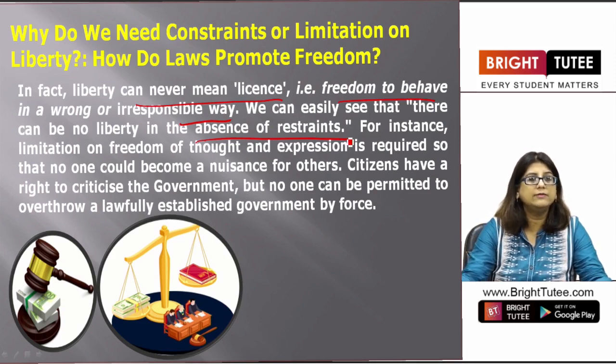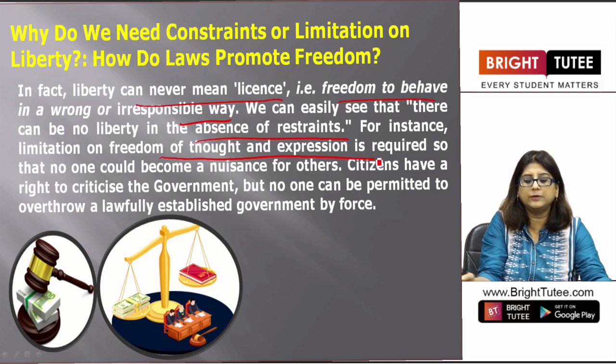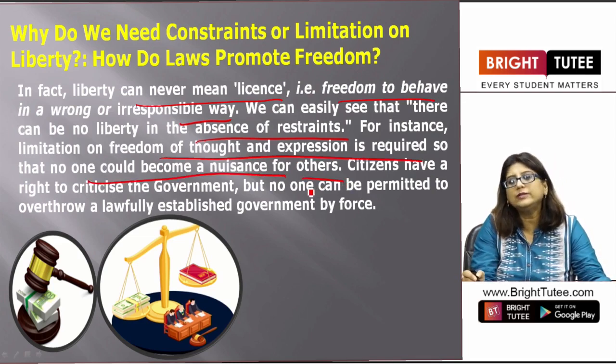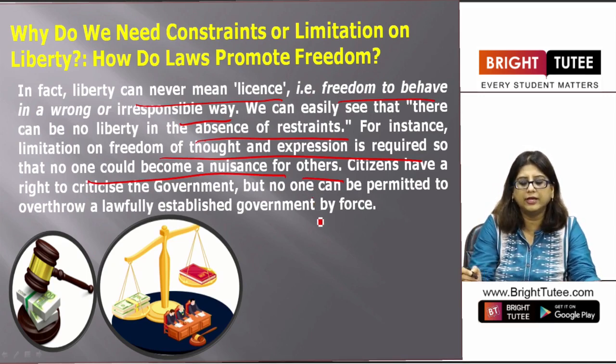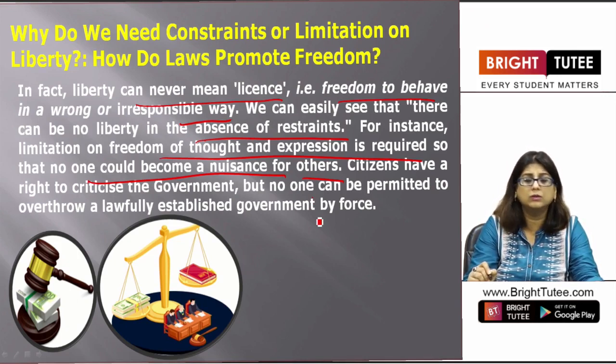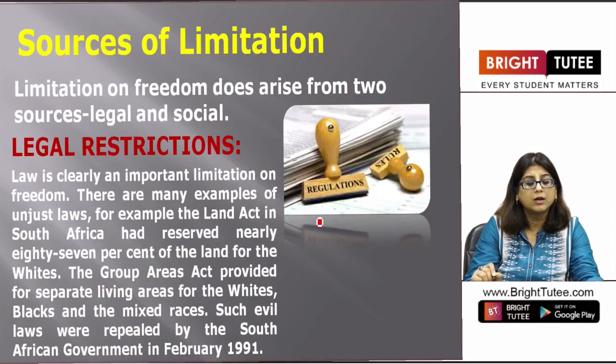So, for instance, limitation on freedom of thought and expression is required, so that no one could become a nuisance for others. That means you have to set an example in the moral values or in the right direction, but it doesn't mean citizens have no right to criticize the government, because we can go in the opposition as well. If we don't like the policies and the strategies of the government, we can criticize them, because government is fully accountable to the people, because they are being chosen by us only.